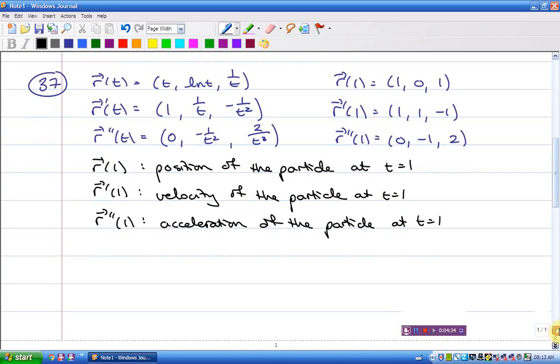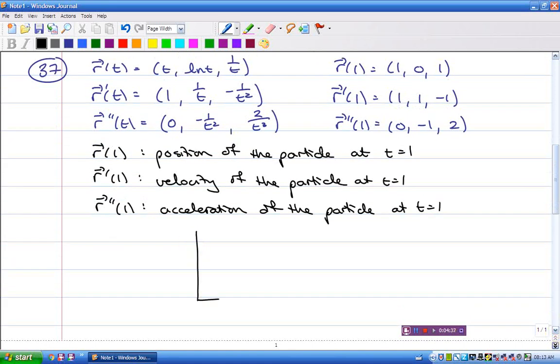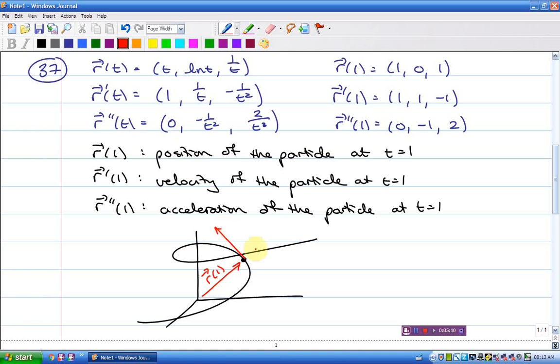Okay, if you drew that on a picture, you'd have some space curve that your particle is traveling along, and at t equals 1, let's say your particle is over there where that dot is. Then that is the vector r of 1. Okay? It's an arrow going from the origin to the dot. That would be the velocity, and that would be r dash of 1.